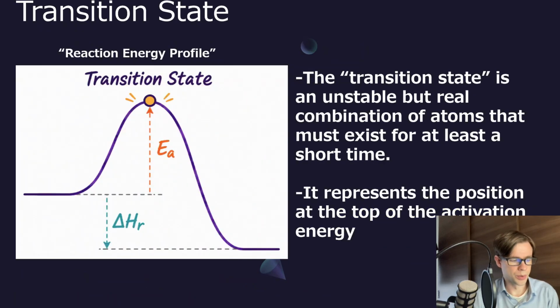So again, a little bit simpler profile here with the transition state clearly shown at the top of the hump. So the transition state is an unstable but real combination of atoms that must exist for at least a short time. The combination of atoms must pass through that point. It represents the position at the top of the activation energy.